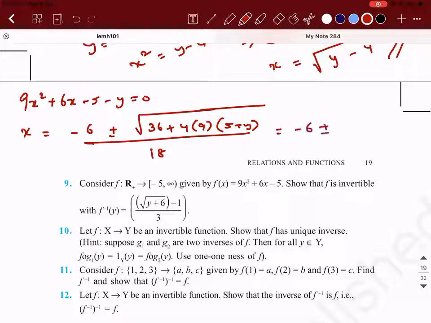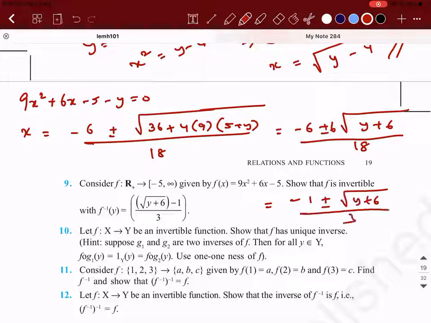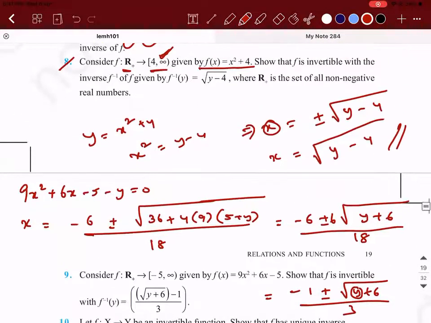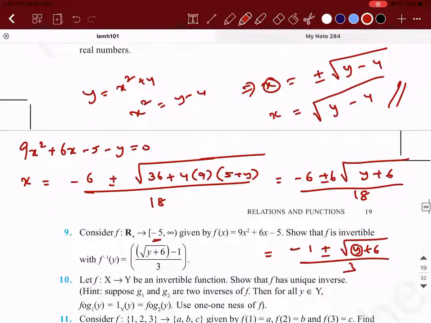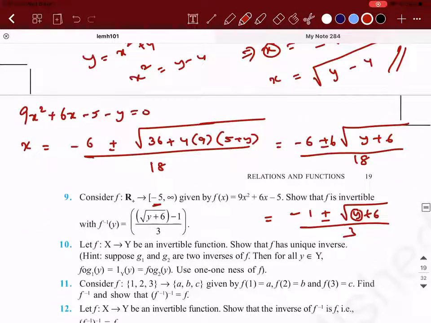So minus 6 plus or minus root of, if I take 36 outside, it is 6 into (y plus 6), divided by 18. Minus 6, or else I'll write minus 1, plus or minus root of y plus 6, divided by 3. Is it clear? Now see, for every value of y that I substitute here, what is the least value of y that we can substitute? According to the question, the least value of y that you can substitute is minus 5.